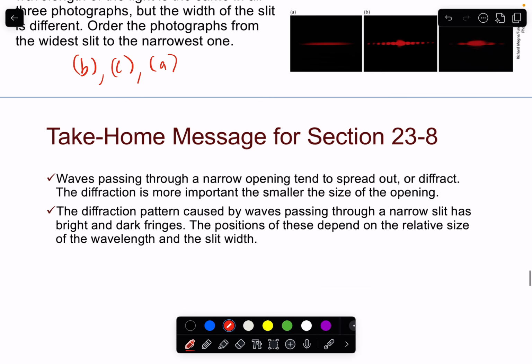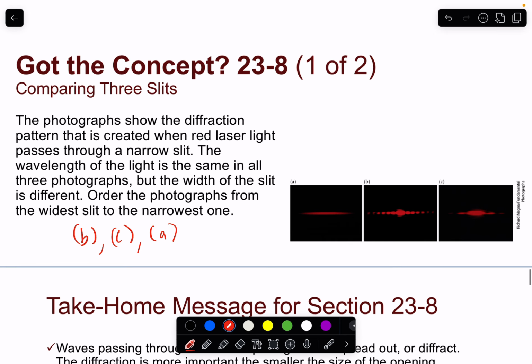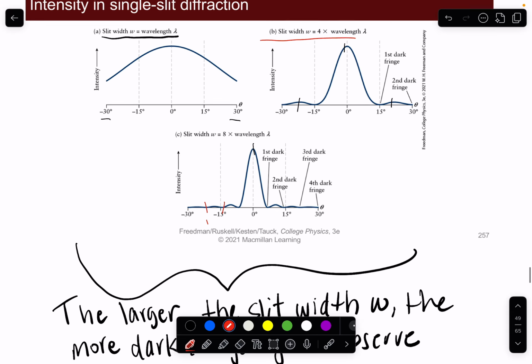And so to wrap up this section, waves that pass through a narrow opening, a single slit, they spread out, and we call that spreading out diffraction, okay? And diffraction becomes a prominent effect when the size of the opening is small, meaning it's close to the wavelength size. And the diffraction pattern created by waves passing through the narrow slit has bright and dark fringes, just like in the double slit diffraction. And the positions of them depend on the relative size of the wavelength and the slit width, like we just did in this figure.